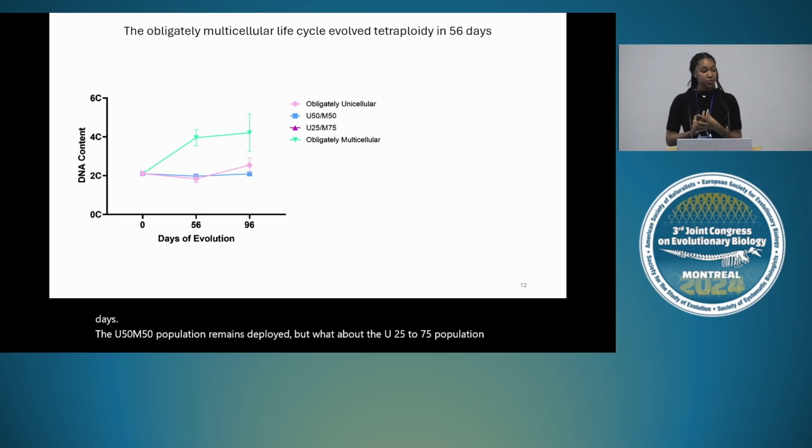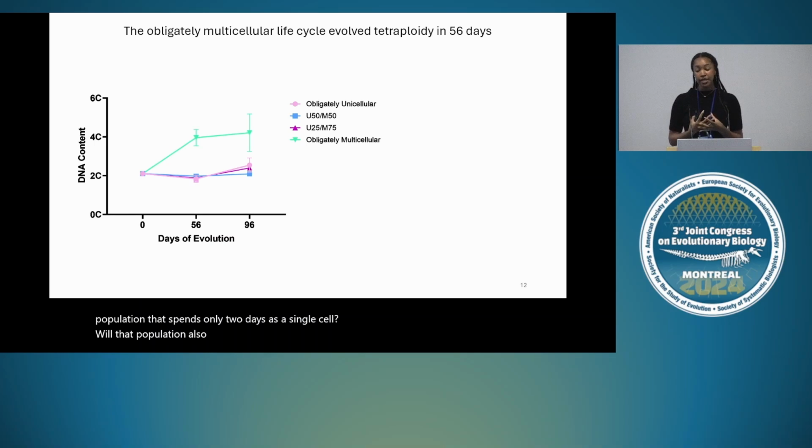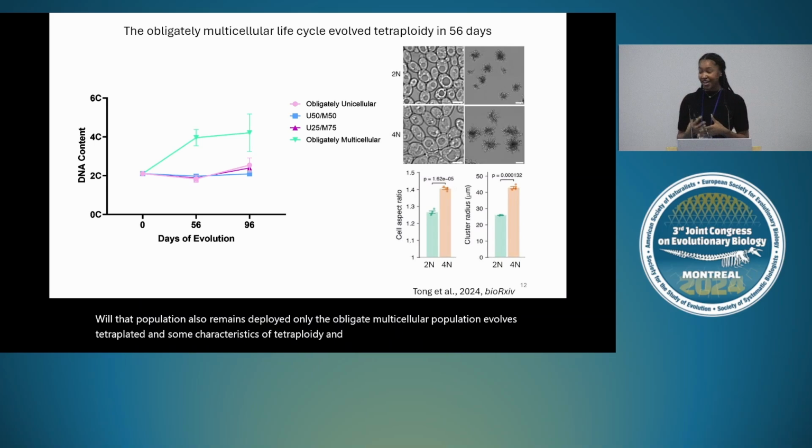Again, a population that spends only 2 days as a single cell. Well, that population also remains diploid. Only the obligate multicellular population evolves tetraploidy. And some characteristics of tetraploidy in Saccharomyces cerevisiae are larger cluster size, and also larger cell size too.